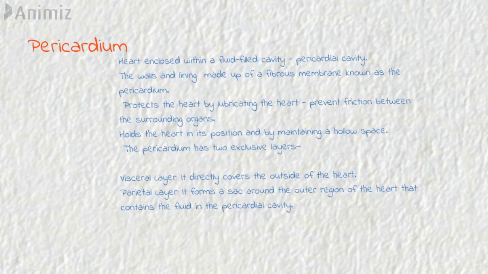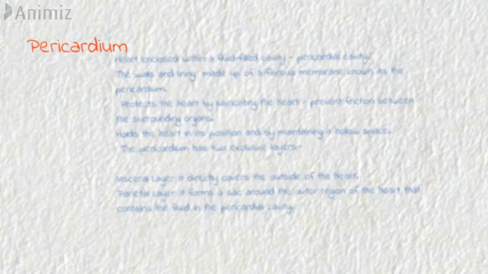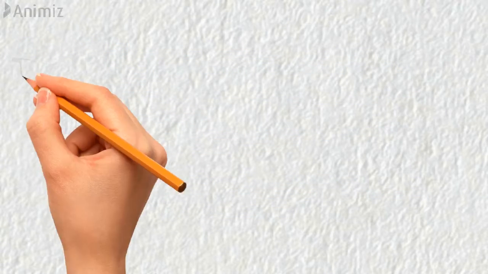The pericardium has 2 exclusive layers, the visceral and the parietal. The visceral layer directly covers the outside of the heart. The parietal layer forms a sac around the outer regions of the heart.